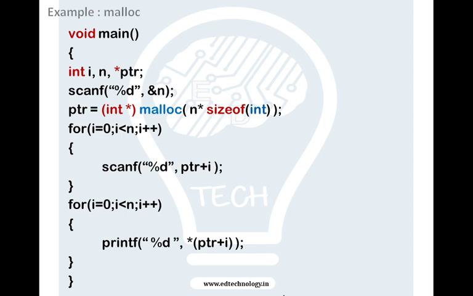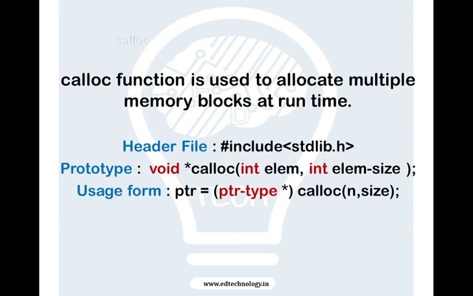Calloc is contiguous memory allocation, which we are doing in multiple memory blocks. For you to understand, there are two things you need to see in terms of difference. One is that in malloc, we are allocating the memory based on the number of bytes only, whereas here we are allocating the memory in terms of number of elements and also the size. That's the first difference.